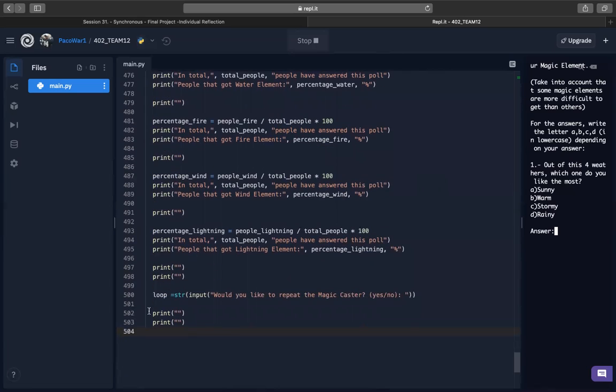Then this is the way I finish the loop. It is an input and it asks if the player wants to answer it again, yes or no. And if it is yes, it will restart the whole poll. And if not, well, it will stop right there.